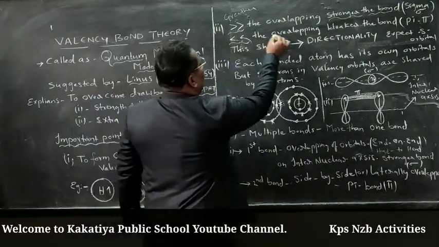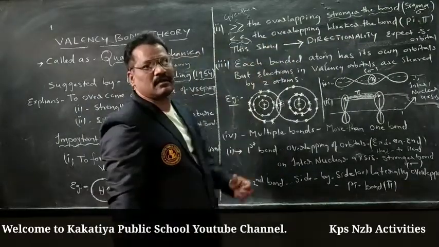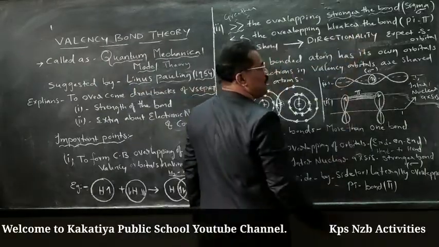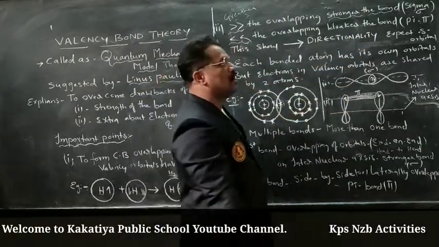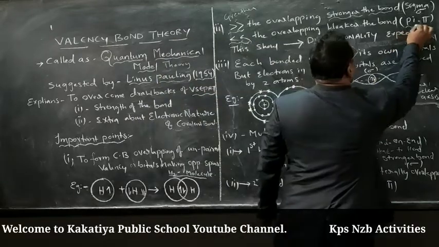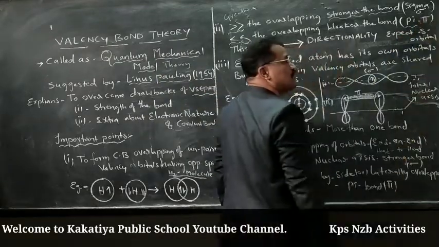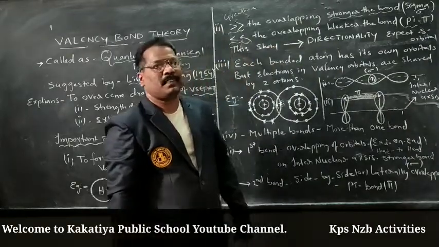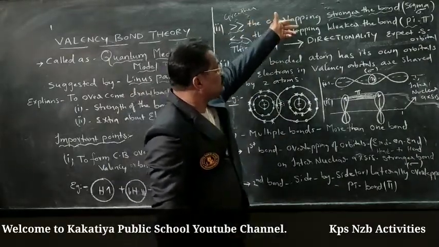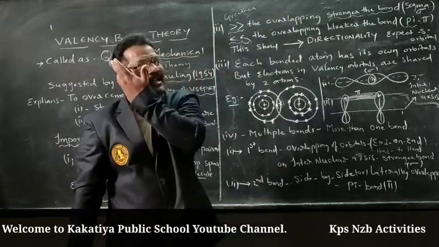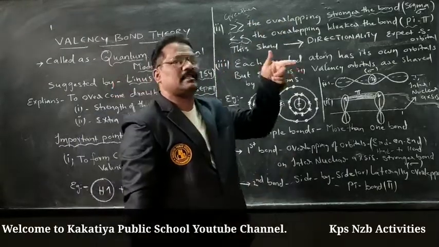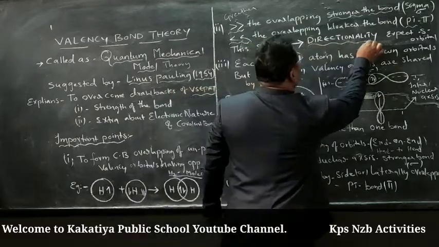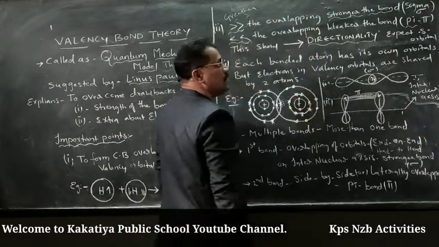Similarly, the weaker the overlapping, vice versa. Weaker the overlapping means what? A weaker bond will be formed. That weaker bond is called a pi bond. The symbol of pi we have already studied in mathematics. That is the second point. By these two points, we can clearly say in which direction the bond is forming. Therefore, directionality can be explained here.